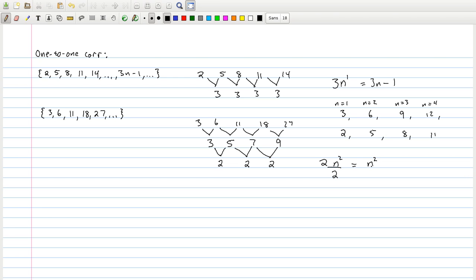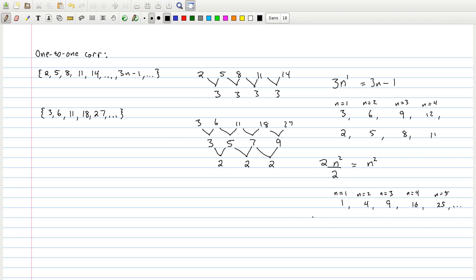So let's test this. Let's look at the first few numbers for n. If we plug in n equals 1, 1 squared is 1. If we plug in n equals 2, 2 squared is 4. Plugging in n equals 3, 3 squared is 9. Plug in n equals 4, 4 squared is 16. Plug in n equals 5, 5 squared is 25.